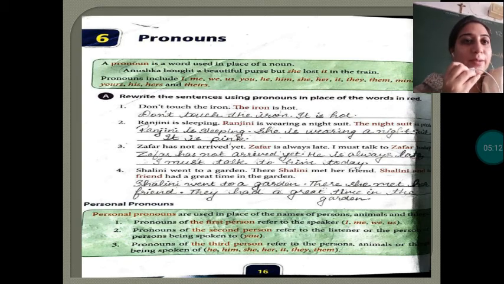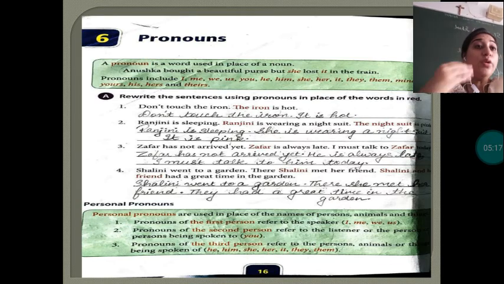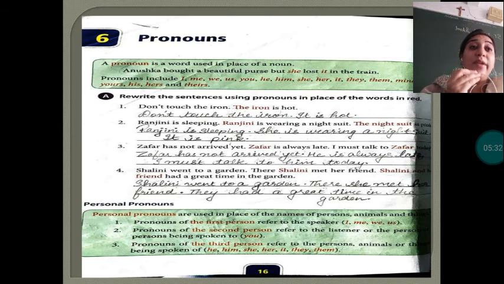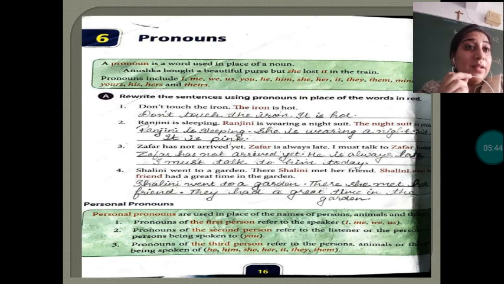Pronouns of second person refer to the listener, that means the person spoken to. Now the third person refers to persons, animals or things being spoken about. That is he, him, she, her, it, they, them. When we want to speak about them or the things, it refers to the persons, animals or things being spoken about. I hope you are clear with the first, second and third.